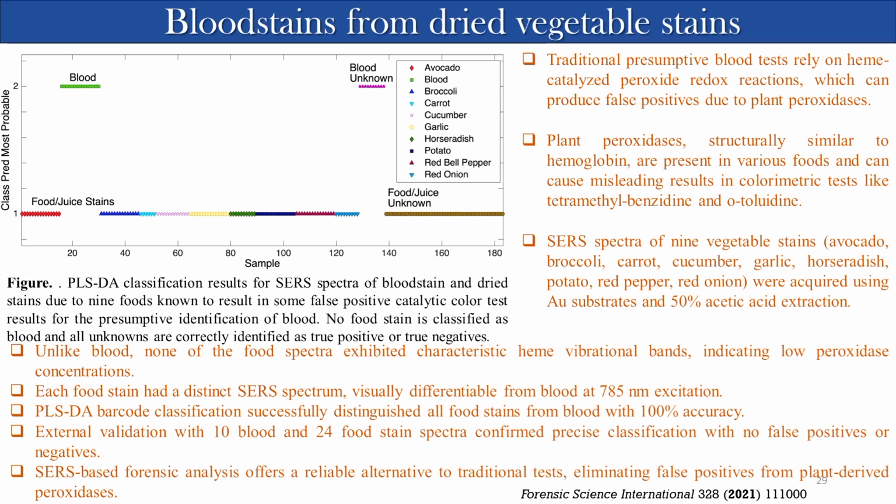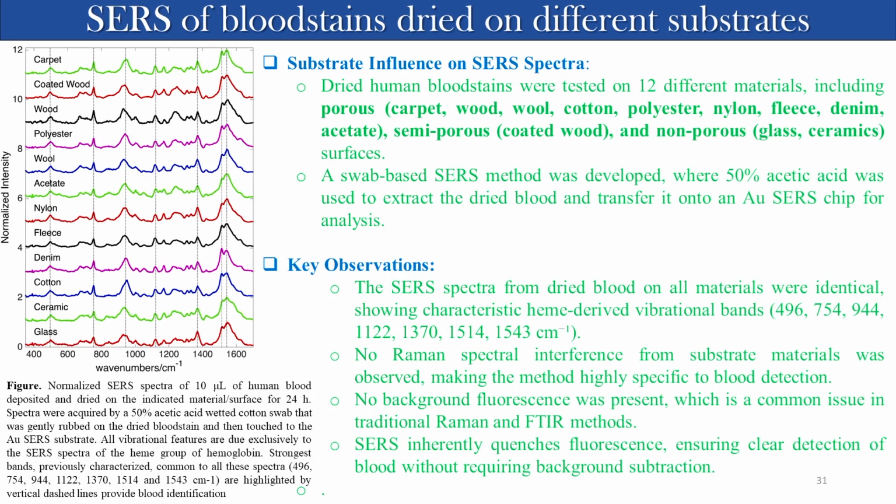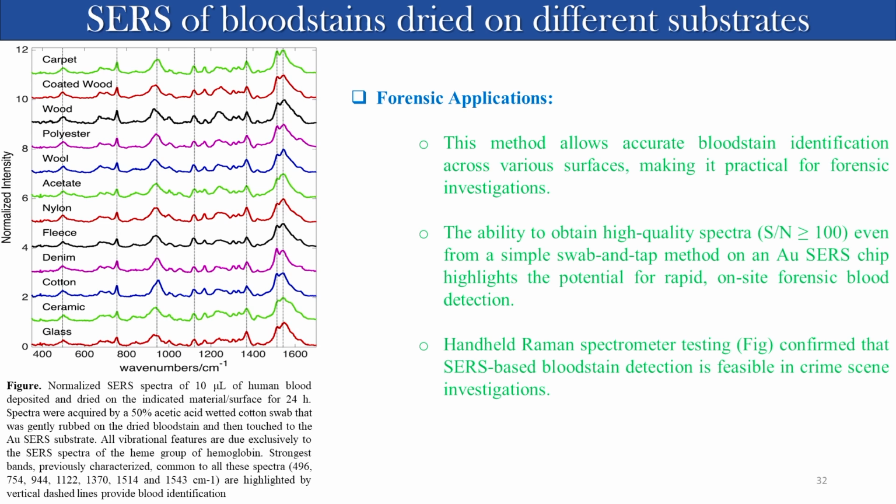So if it is a vegetable stain, that also can be identified from the blood. So this is distinguishing the menstrual and peripheral blood. I have told you this one. They have studied this in different substrates. So if the blood is there on the carpet or wood or polyester, imagine so many studies are there for this purpose, then only one can use it for real field analysis.